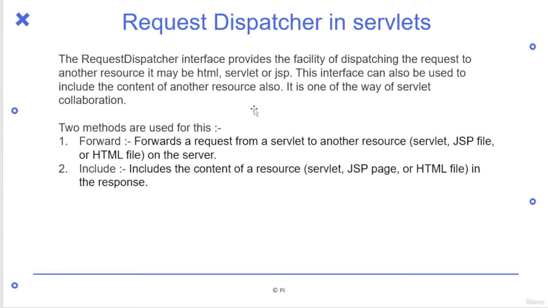Then here is the request dispatcher in servlet. So what is the request dispatcher? Request dispatcher is an interface that provides the facility of dispatching any request. So basically if you want to check any link directly from the Java, like you put a submit button and you want to go to another page, for that purpose we are using the request dispatcher method here. So we are using here two methods, forward method and include method.